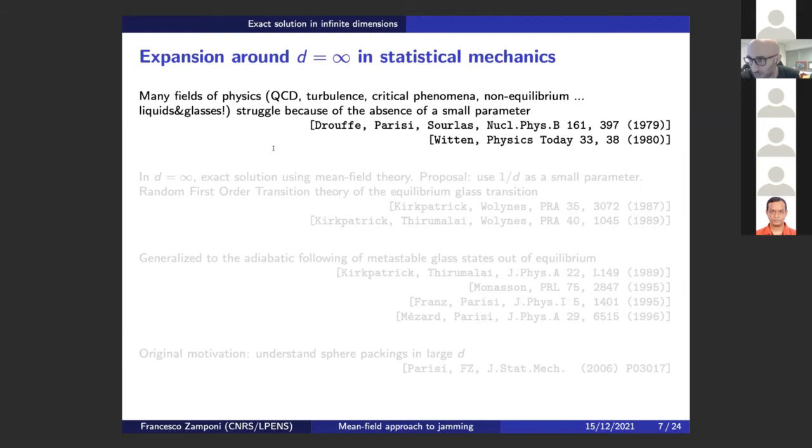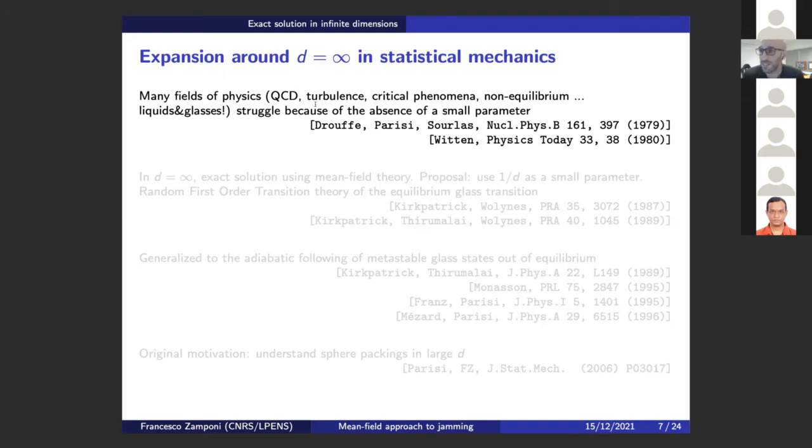But the glass transition happens in a regime that is non-perturbative on both sides. So you cannot use density or temperature as small parameters. So you are in the strongly interacting regime. Still, it turns out that you can use dimension as a control parameter.